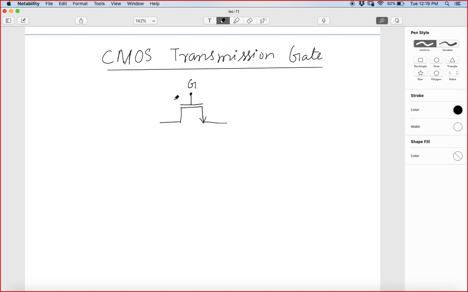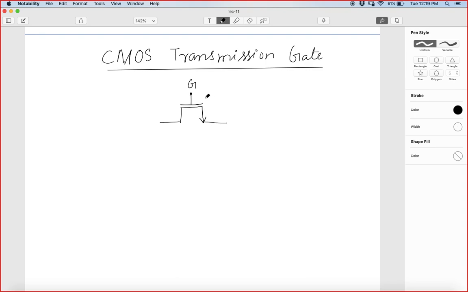So we know that the NMOS, whenever we apply a very high potential, let's say the highest potential in an IC, maybe let it be VDD. Whenever we give this gate voltage as VDD, a channel is formed and the impedance formed is very low.